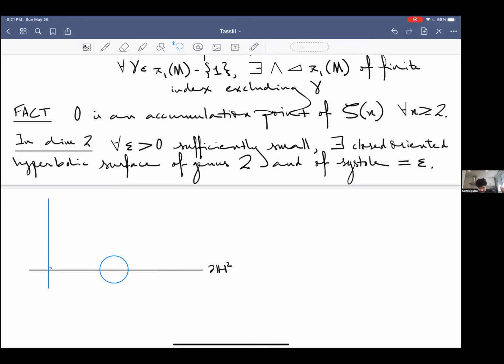Now I take the common perpendicular, which will look something like this. And now, sorry, this doesn't look perpendicular. And now I dilate this picture with center at this point.